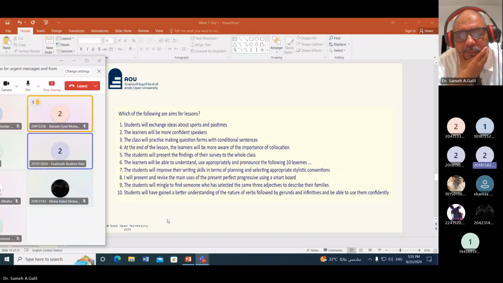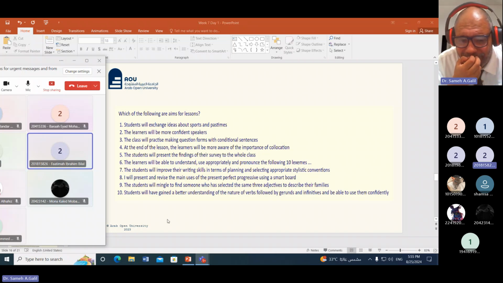The students will present the findings of their survey to the whole class. That would be a procedure. Yeah, that's a procedure. Now we don't know what the aim is, obviously, right?